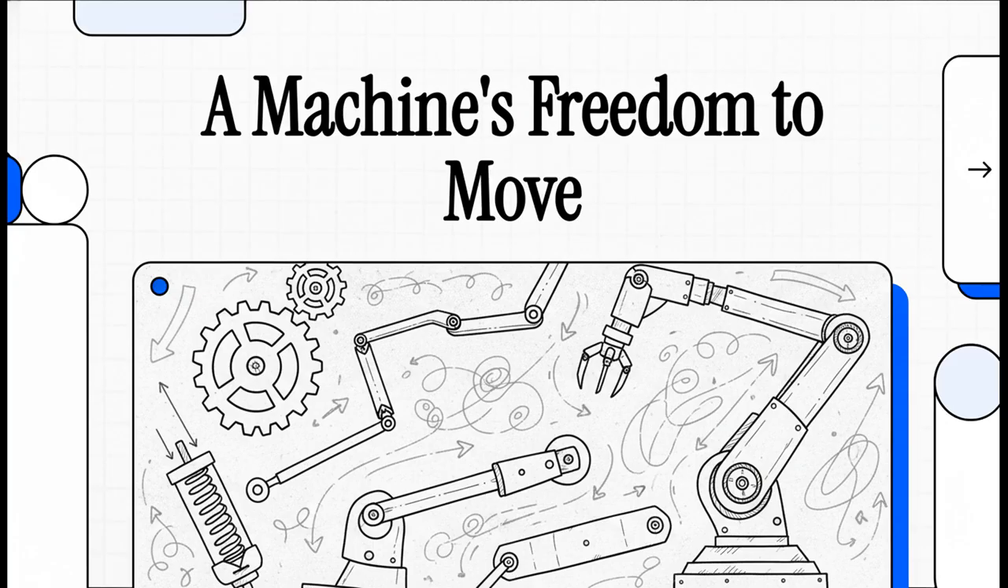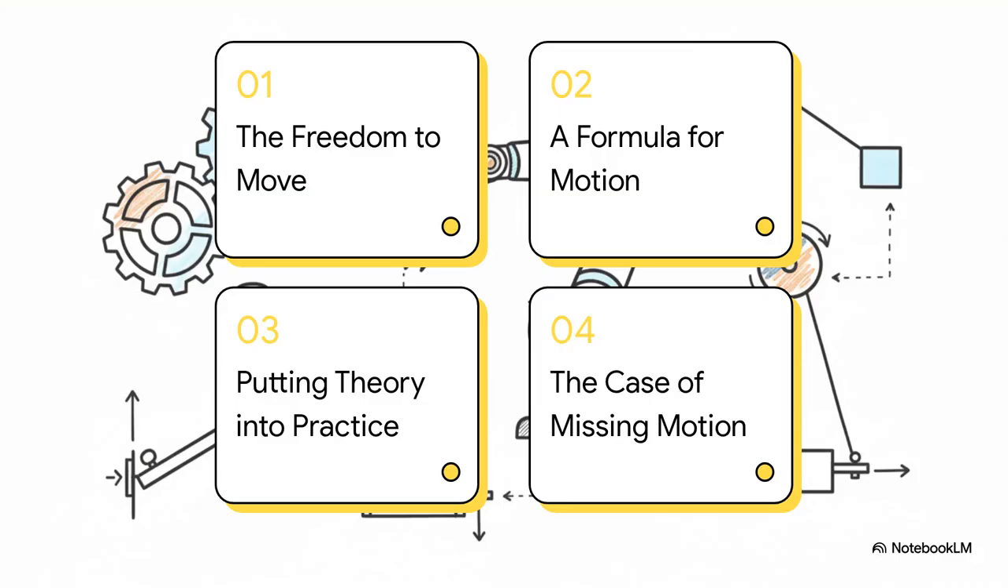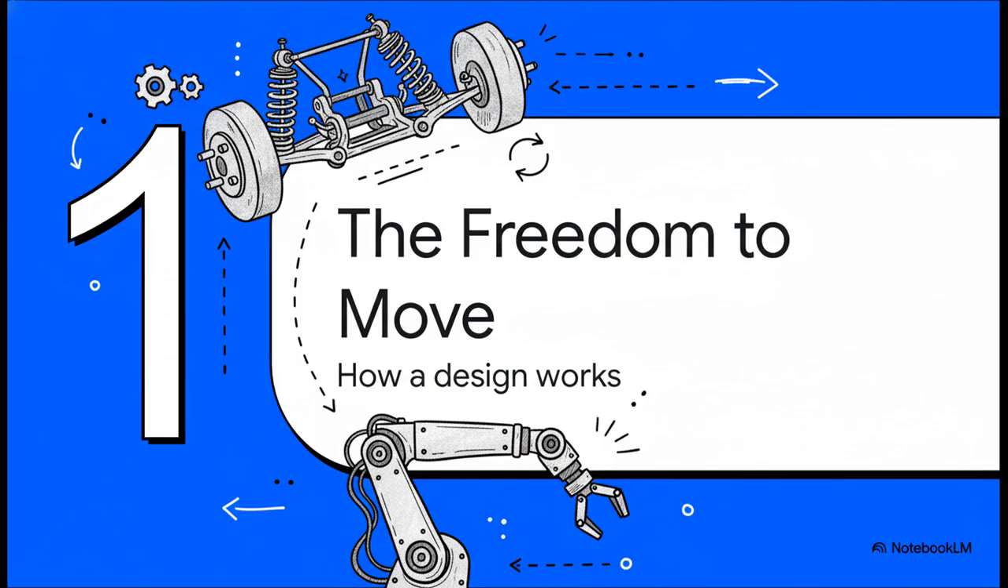Welcome to the Explainer. So here's our game plan. We're going to start with the big idea, this concept of mobility. Then I'll show you the powerful, but actually simple, formula engineers use to figure it out. From there, we'll put that formula to the test on 3 different mechanisms. And we'll finish up by solving a really fascinating puzzle where the math seems to totally defy what our eyes are telling us.